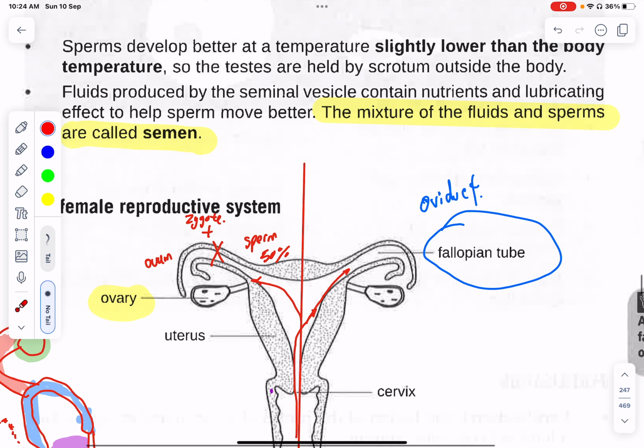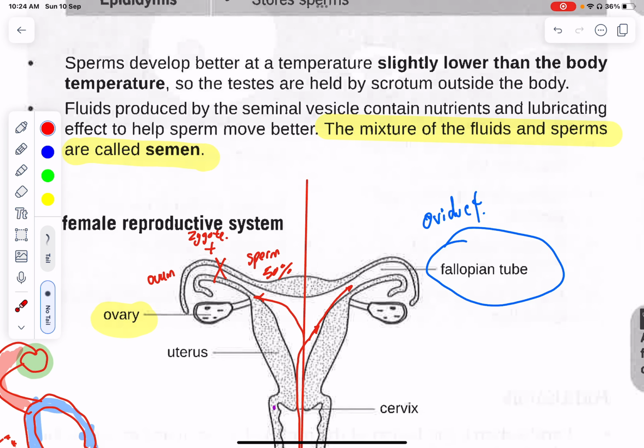So sperms tend to develop slightly better below the body temperature. This is what we have discussed just now, such that the sperms are usually held outside of the body in the scrotum. And this fluid that is produced by the seminal vesicles contains the nutrients as well as the lubricating effect to help the sperm to move better. And this mixture is what we call the semen.